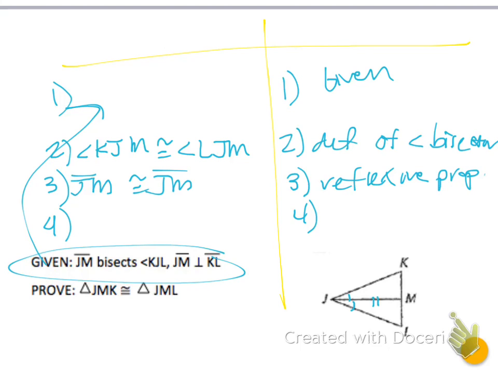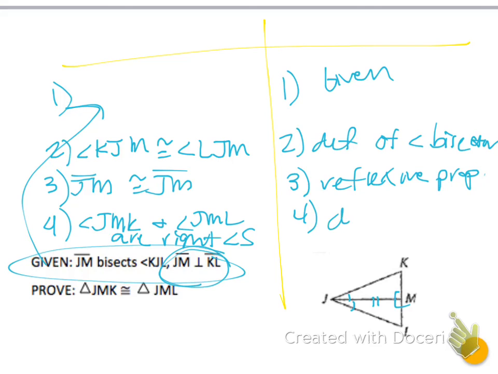And we still need another thing to prove congruent because all I have is an angle and a side. Well, I haven't used the fact that it's a perpendicular bisector, okay? It's not saying it's a midpoint, so I can't say these are congruent. But perpendicular bisectors should create 90-degree angles. So I have to say that these are 90-degree angles, so angle JMK and angle JML are right angles by definition of perpendicular bisector.